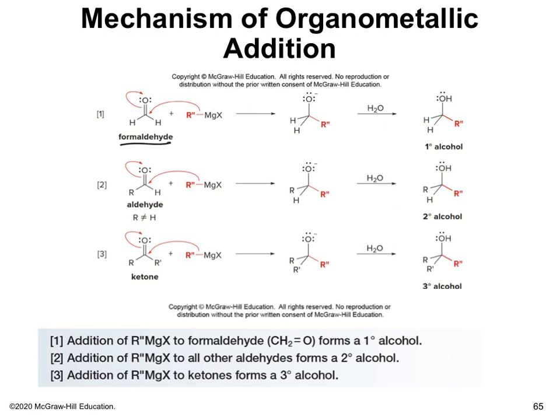So this is formaldehyde. This is going to be nucleophilic addition because there's no leaving group, and you're going to get the primary alcohol. And then you always have to do this second step where you add the water to quench it. And this is showing you an aldehyde, and it gets a secondary alcohol. A ketone is going to add one time and get the tertiary alcohol.